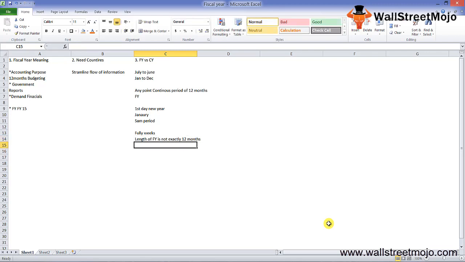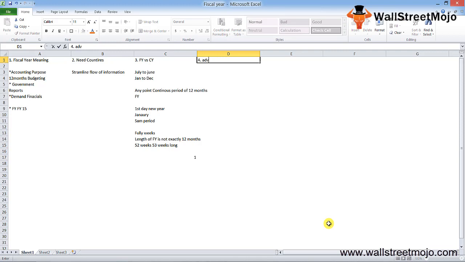Instead, some fiscal years are 52 weeks, while some are 53 weeks long, and so on and so forth. Let's discuss some of the advantages. Now, one of the main deciding factors for companies while choosing the financial year is their business cycle. Some industries see a parallel in their business cycle with the calendar year, as it fits them better.